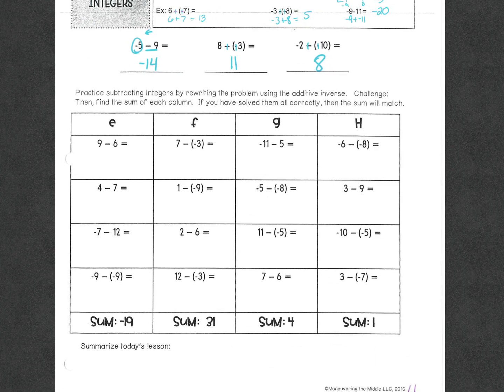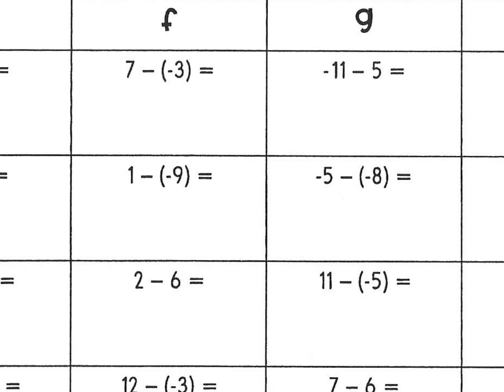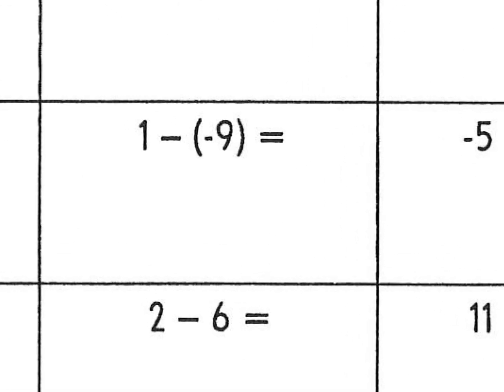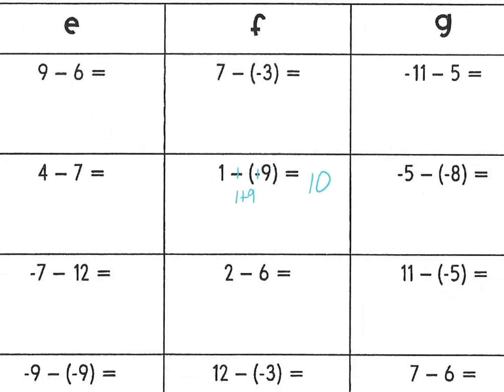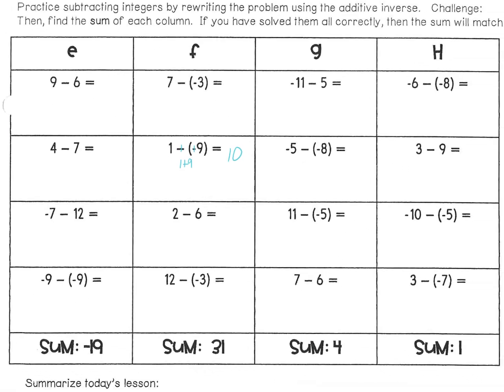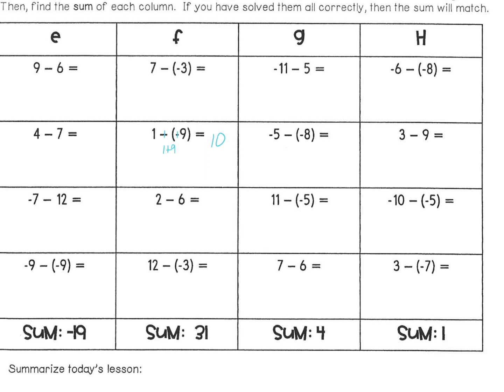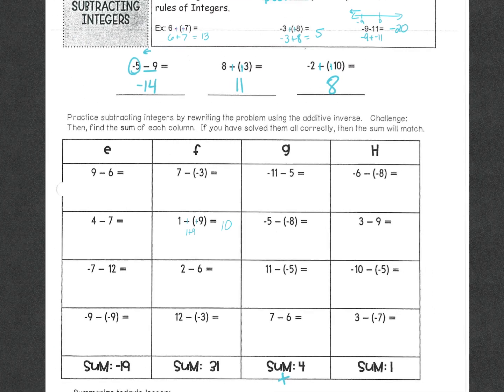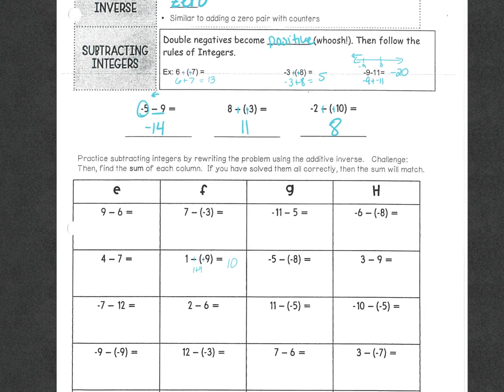Okay, similar idea to the other side. You're going to complete this table here. Make sure 1 minus -9, minus a negative, this actually becomes 1 plus 9, which is actually 10. Just watch those very carefully. And at the end, once you get your answers, your sum here should be 4. Remember, sum is adding, so total that at the end. So here are your pages for adding and subtracting integers.